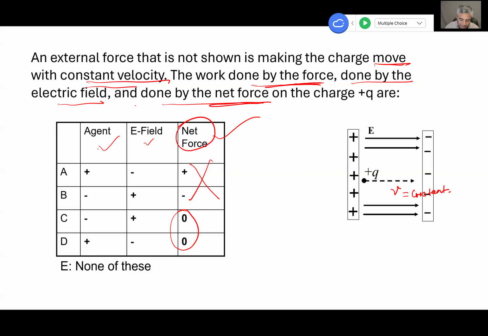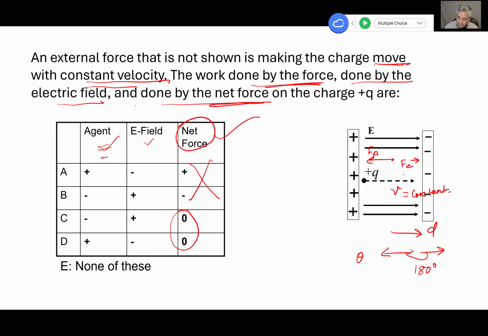Now the agent. The electric force is acting in that direction on the positive charge. See, it's moving in that direction. So the applied force must be in that direction. So for the applied force and displacement, the displacement is in that direction. So the theta between the applied force and displacement is 180 degrees. That makes negative work by that, okay?